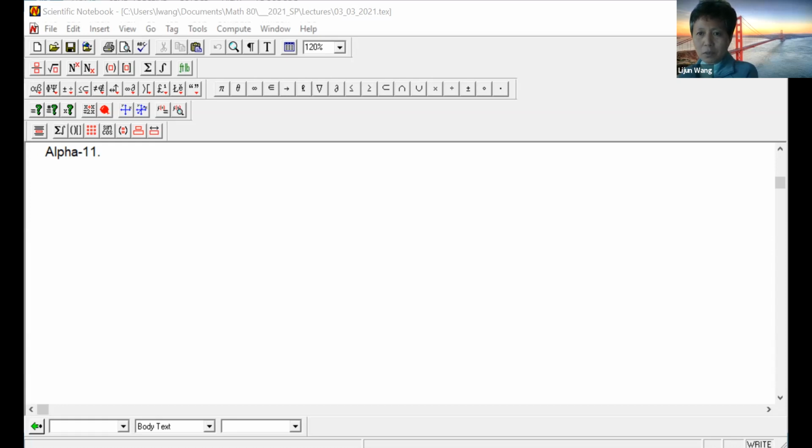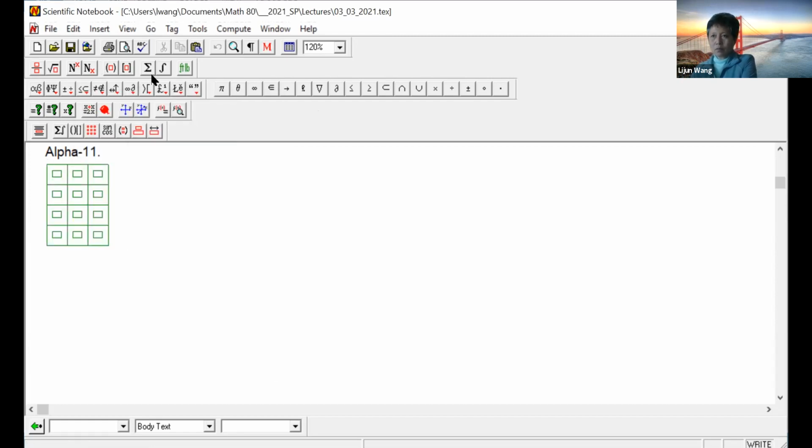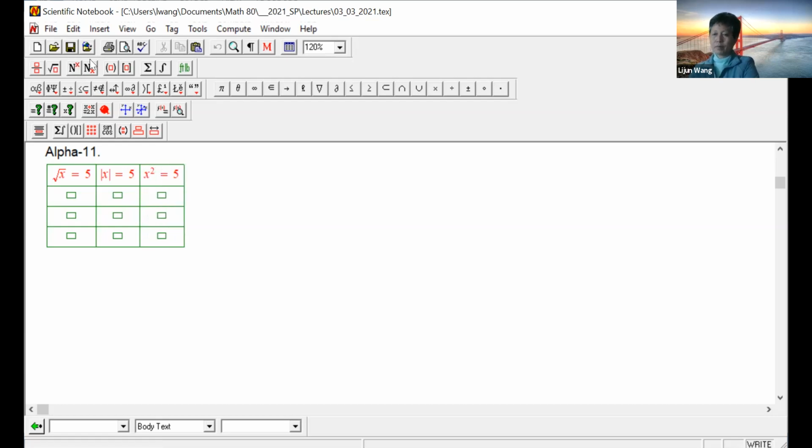Just one second. I still want to go back to this screen, and I'm going to make something simulating. One is square root of x equals 5, right? That's the first question in alpha 11a. And the second one, which is similar to alpha 7, is absolute value of x equals 5. And the last one is x squared equals 5.